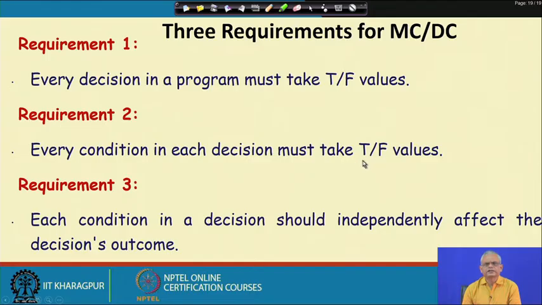If we formally write down what we need during MCDC testing, the first requirement is that the decision should have got true and false values by the test cases. Every condition or sub expression must have got true and false values during the testing, and also each sub expression should independently determine the outcome of the decision. So, these are the three requirements.